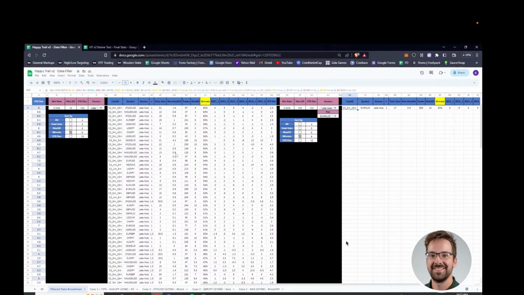Okay. So now that we know this, we can filter it by just the overall win rate, max drawdown, standard deviation, and session. We can also go as far as just picking pairs. Let's get into the data.